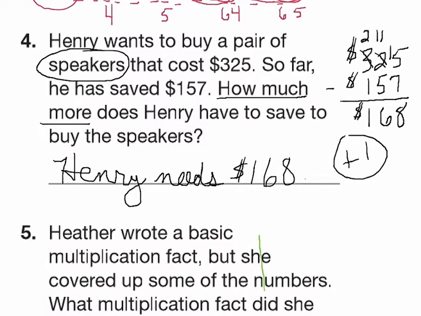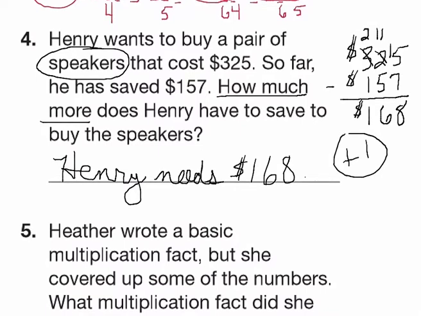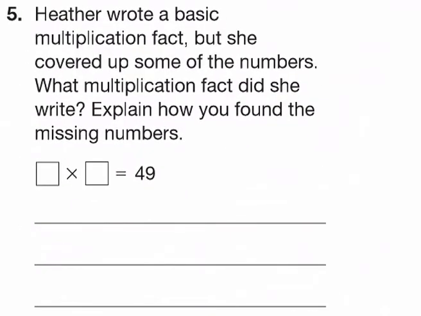Ooh. All right. Heather wrote a basic multiplication fact, but she covered up some of the numbers. What multiplication fact did she write? Explain how you found the missing numbers. Ooh, this one at first I thought was going to be really challenging, but then I know there's really only one basic fact, multiplication that is, that gives me 49. It has to do with two factors that are exactly the same, and that's what I'm going to write.